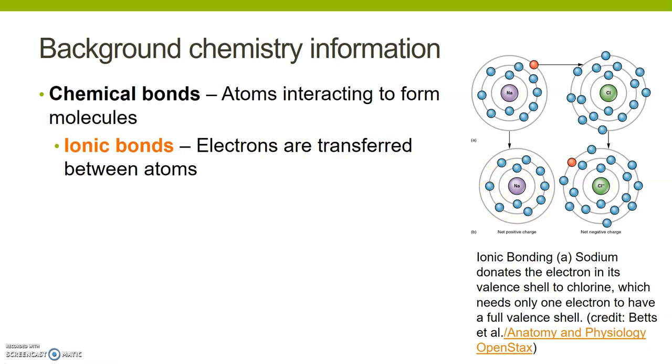So what happens here is we end up with charges. Sodium ends up with a positive charge because it has one more proton than it does electrons, and chlorine ends up with a negative charge because it has one more electron than it does protons. And then there is an interaction between the sodium and the chlorine. They hang out together. That is an ionic bond.